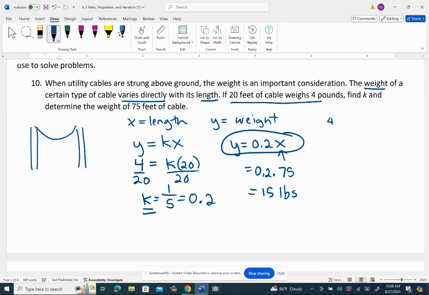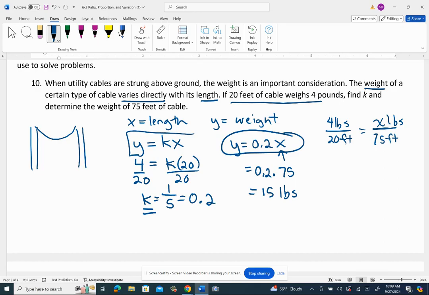I could have said, well, 20 feet of cable goes with a weight of 4 pounds. So how many pounds would 75 feet be? I could have set up this proportion. I have to match my feet to feet, and then I would have my pounds in the appropriate spot. And this would be true because my variables are varying directly.